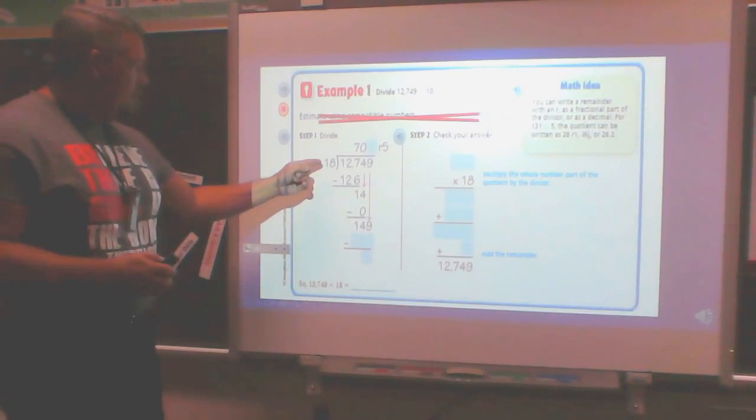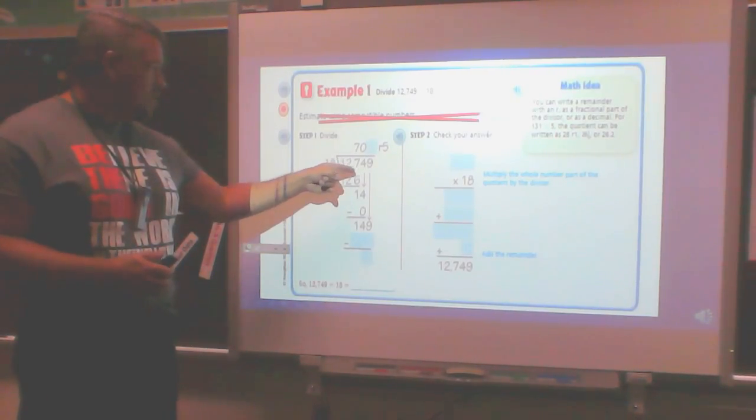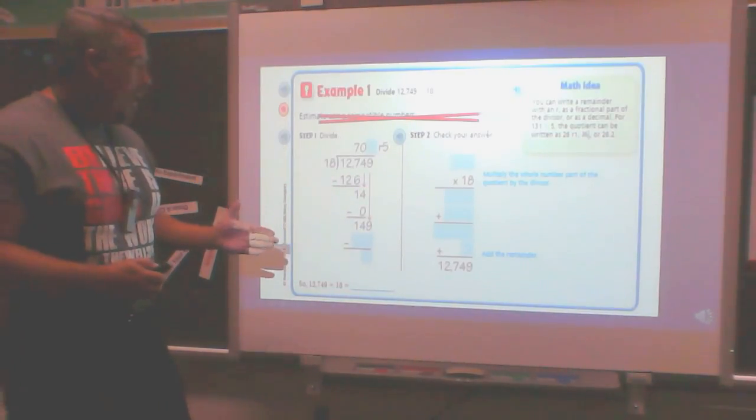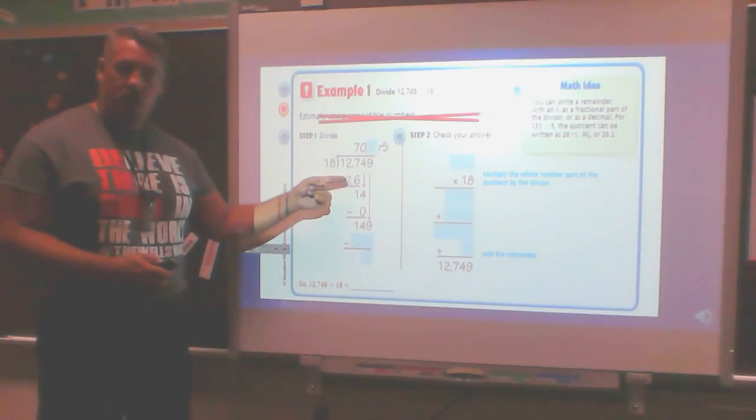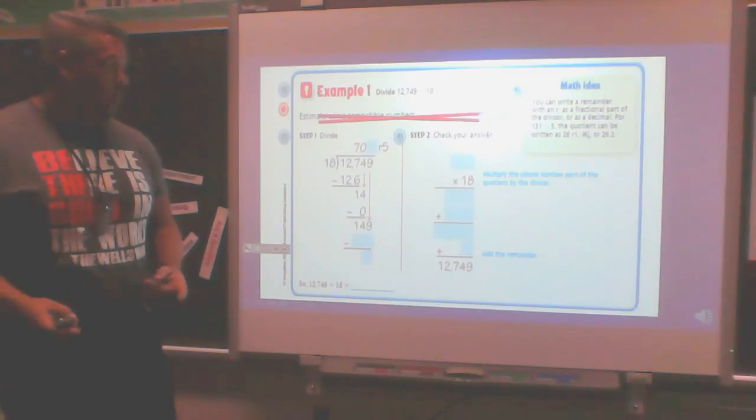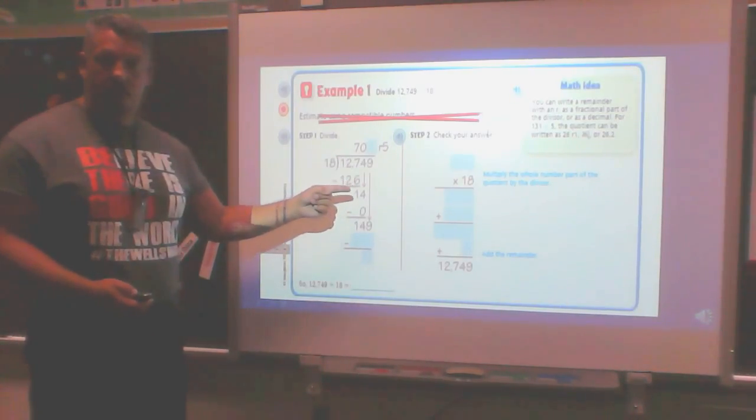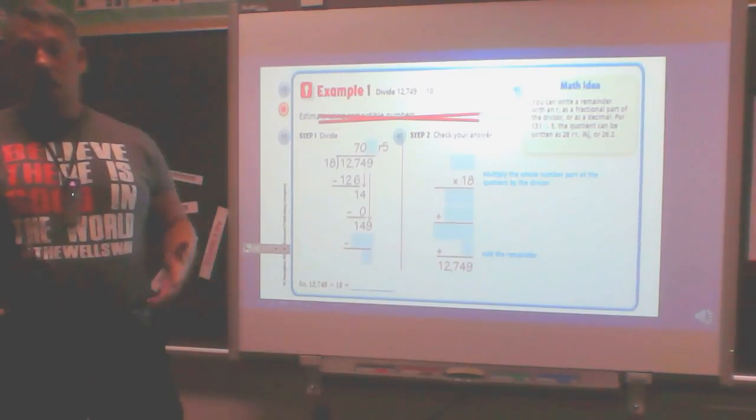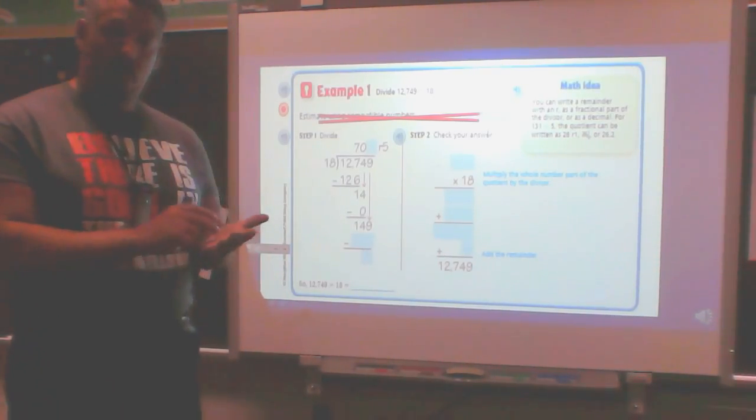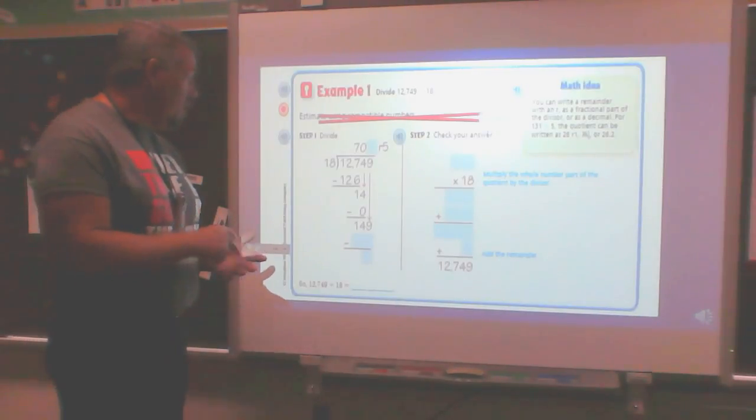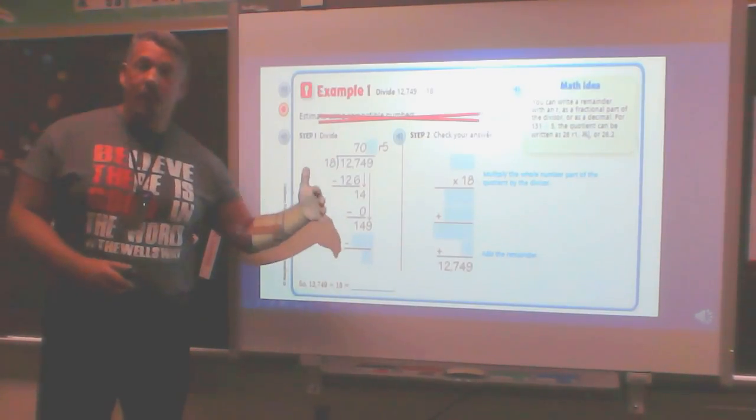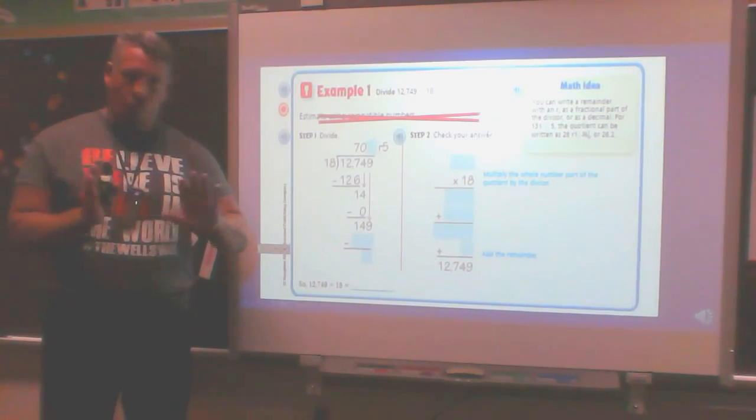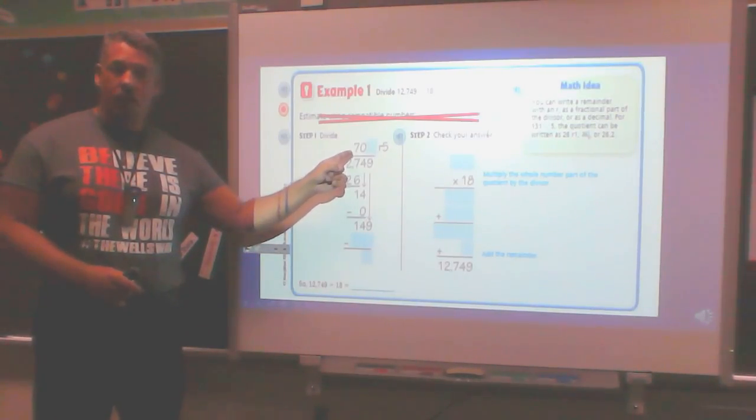So when I look at it, I'm dividing 12,749 by 18, and I have to ask, how many times does 18 go into 12? Well, it doesn't. So I have to use 127. I know 18 will go into that, but how many times? I use my handy dandy calculator. I type in 127 divided by 18 equals, and I see it goes in 7-point stuff, right? Get rid of the stuff and write down the 7.